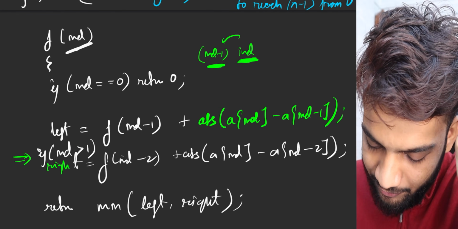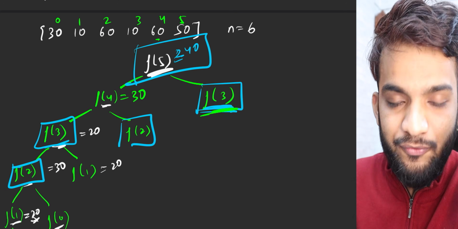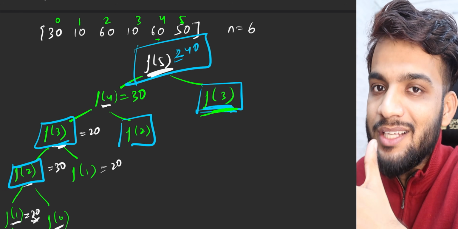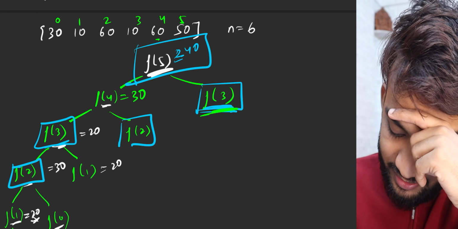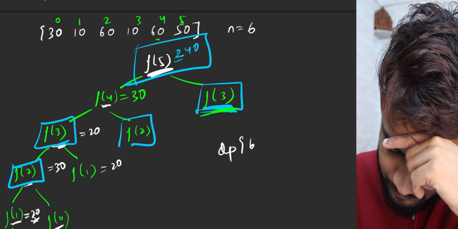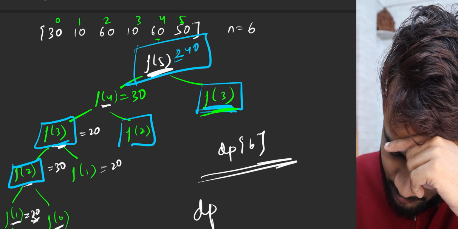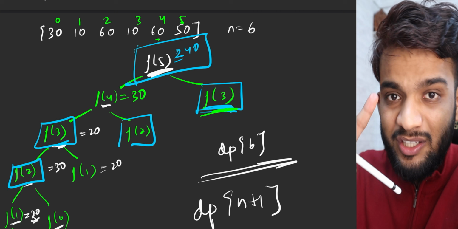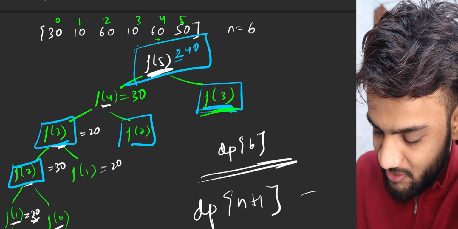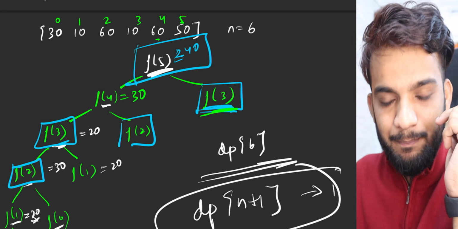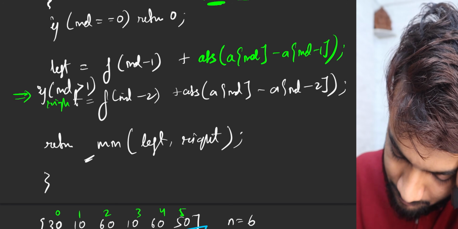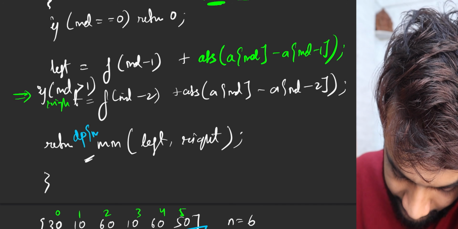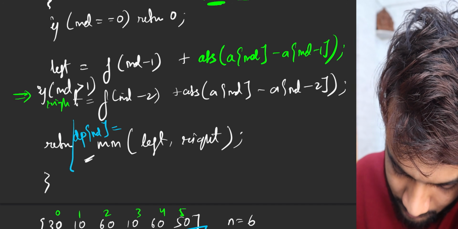What is the maximum value of index? Let's look at the recursion tree. 5. So you'll require a 6 size array, because in a 6 size array, there'll be index 5. So you can definitely create a DP size of 6 over here, which is indirectly DP of n plus 1. Remember 3 steps. Step 1 is this: declare an array of size n plus 1. Step 2, before returning, add it up. DP of index. Before returning, store it and return.